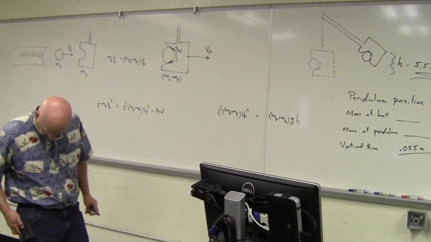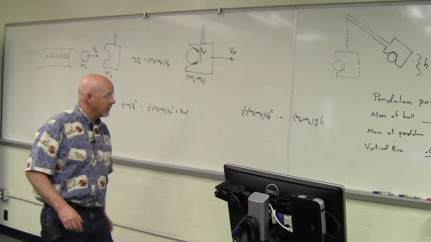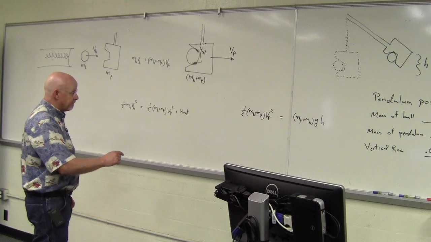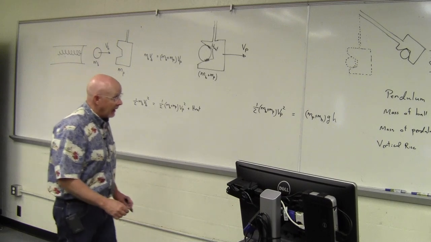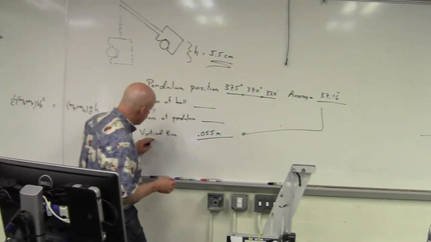Okay? So, oh, just check, still thumb on. Yeah. Okay. So where was I? Oh, yeah. So the mass, it needs to be in kilograms also, and the vertical rise needs to be in meters. So I just did that.